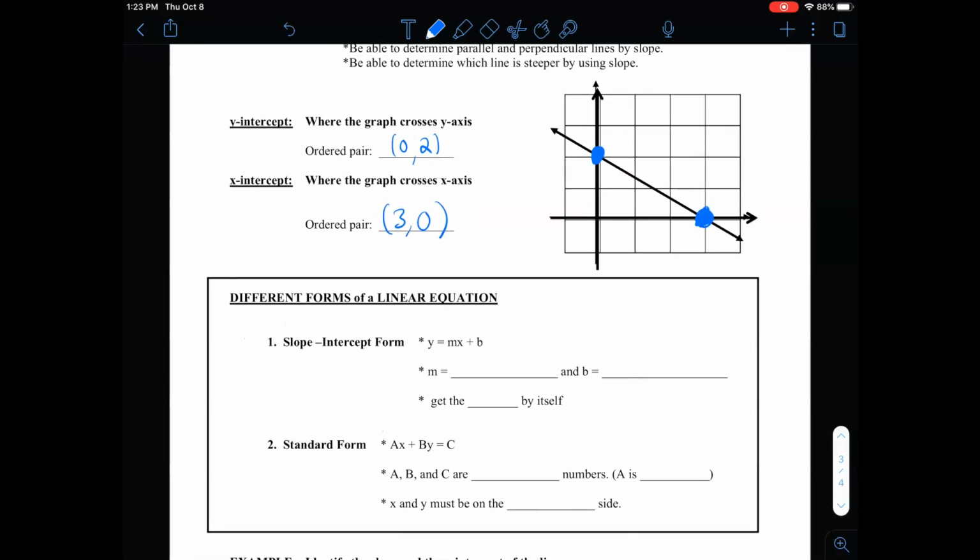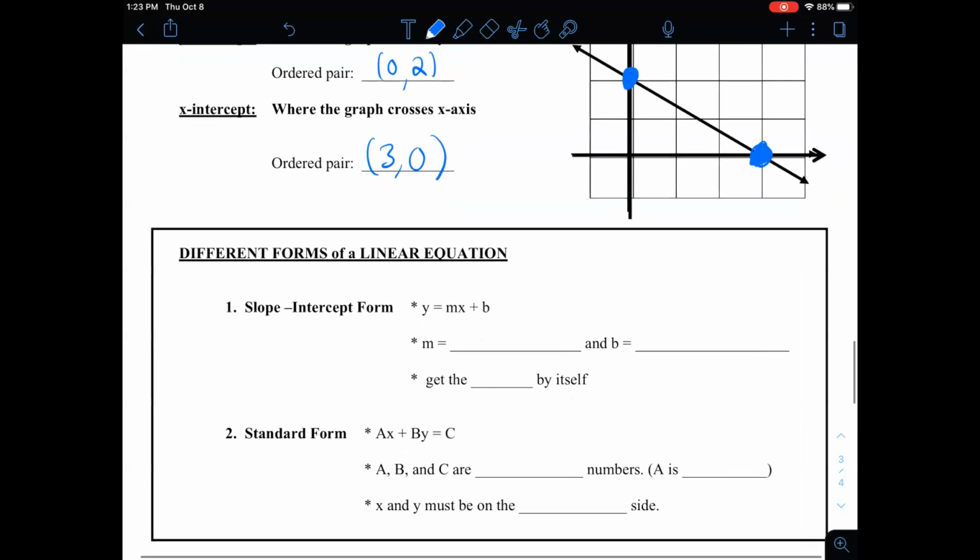All right, different forms of a linear equation. We have slope-intercept form, y equals mx plus b. M is going to equal what? What is m going to be? It starts with an S, it's the slope, right? And b is the what? It's the y-intercept. Right? This is slope-intercept form right here. It's got the slope, it's got the y-intercept. I kind of gave it away here. Here's m, here's b, right?